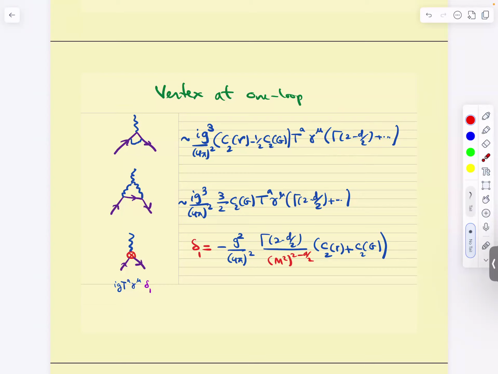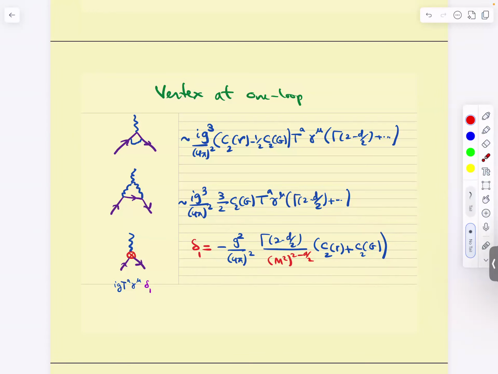This diagram is also g cubed. It has C2 of G coming from this piece, and then gamma mu, the thing with the pole at d equal 2. The vertex counter term will have to cancel this, which means that these two together at scale m squared have to be canceled by delta 1, the divergent piece of it. So that is what delta 1 is.